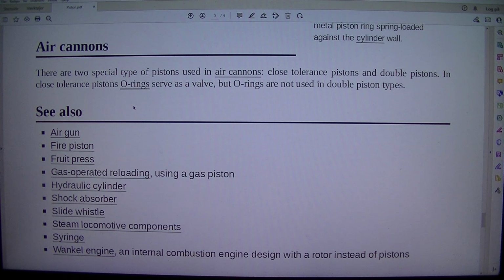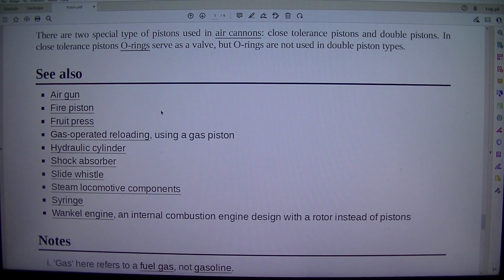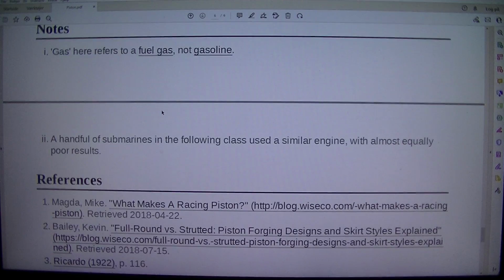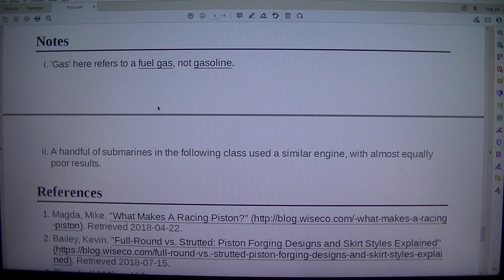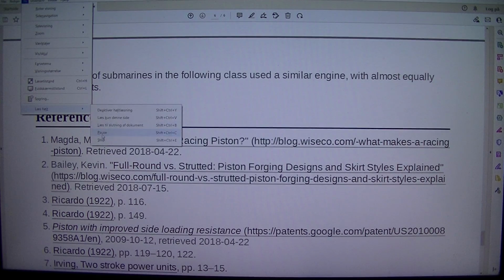Food press. Gas-operated reloading, using a gas piston. Hydraulic cylinder. Shock absorber. Slide whistle. Steam locomotive components. Syringe. Wankel engine, an internal combustion engine design with a rotor instead of pistons. Notes. Gas here refers to a fuel gas, not gasoline. A handful of submarines in the following class used a similar engine, with almost equal appearance.